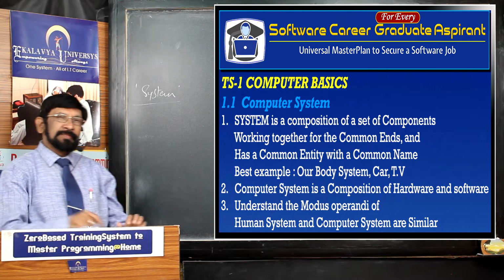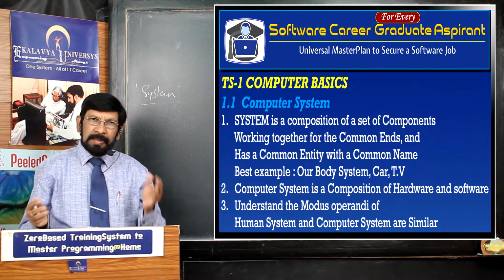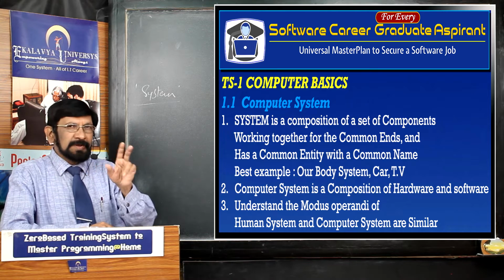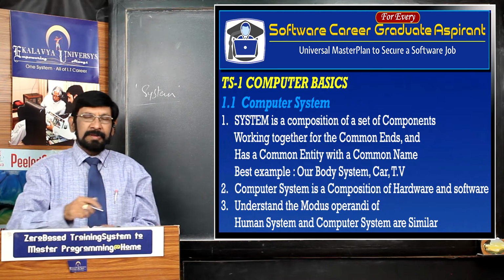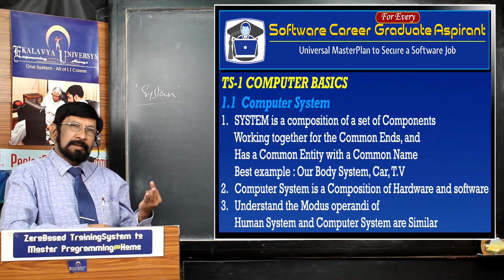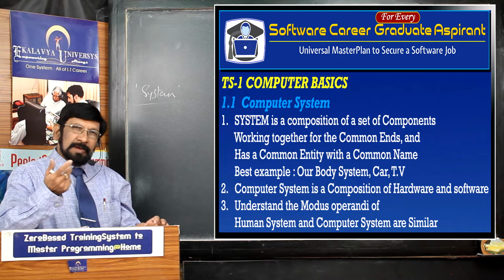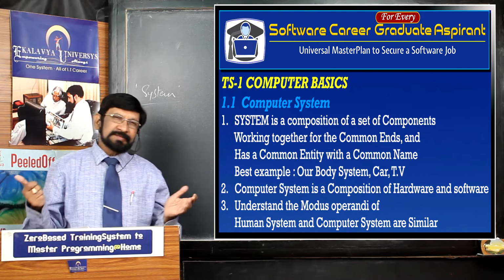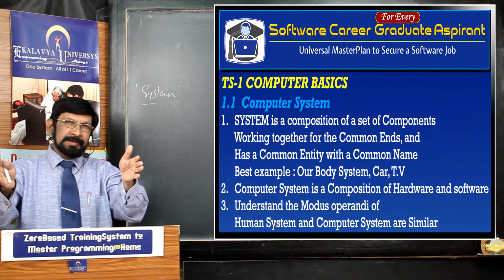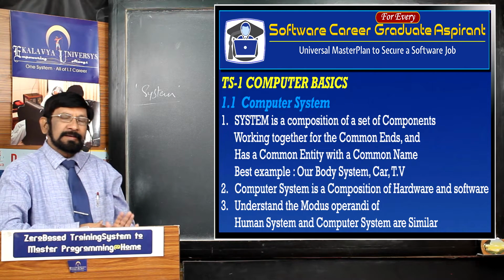So now computer system. Computer system is also a system, but it is a special type of system. It is a composition of hardware and software. Simply we call them two groups, hardware and software. Hardware means there are many elements, like a keyboard, a monitor, motherboard, RAM, hard disk, ROM, SMPS, cables, ports, etc. Tens of elements are composed as a single entity, with a common name. What is the common name? Computer. And they perform common tasks.